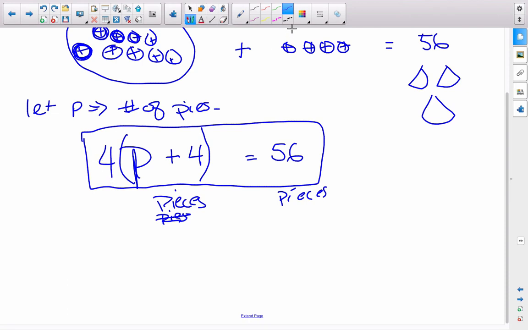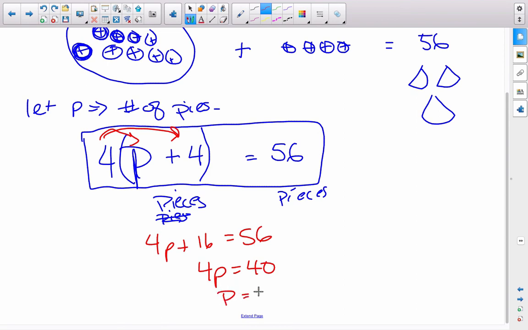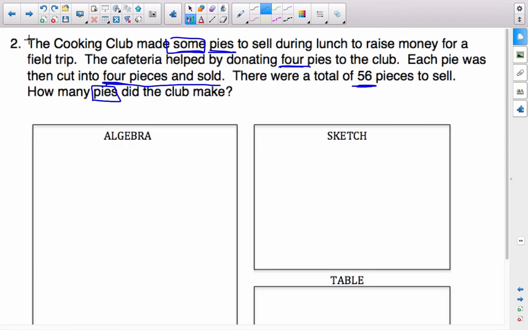All right. So now it's all just a matter of solving it. And similarly, we can just distribute the 4. Okay. So it's 4p plus 16 is 56. Subtract the 16, which will give me 40. Divide by the 4, which will give me 10. All right. And so my p is 10. That's the number of pies that the bake club baked. Exactly. And similarly, we can do that with a sketch.